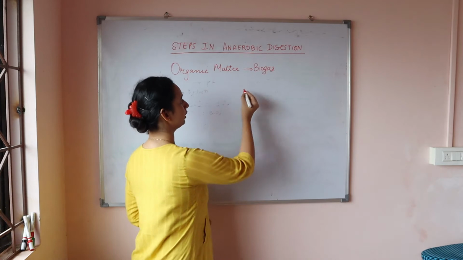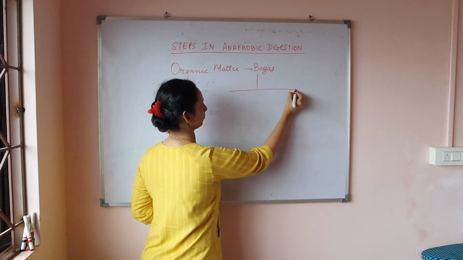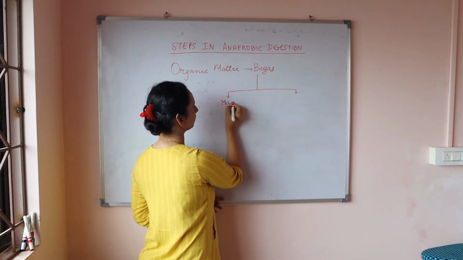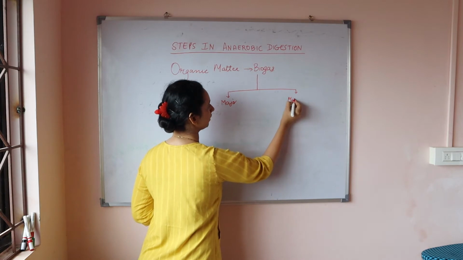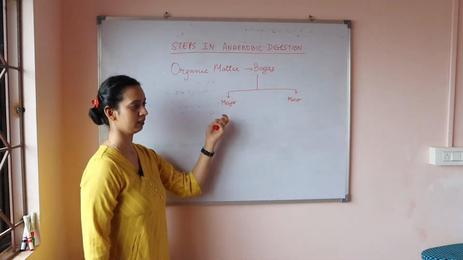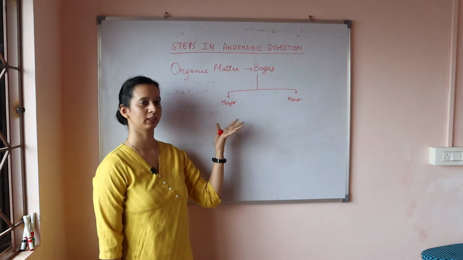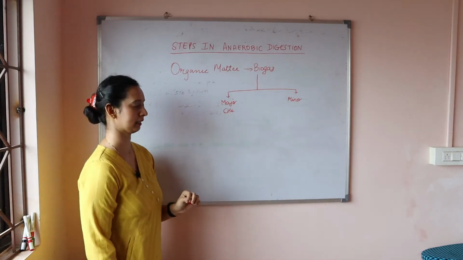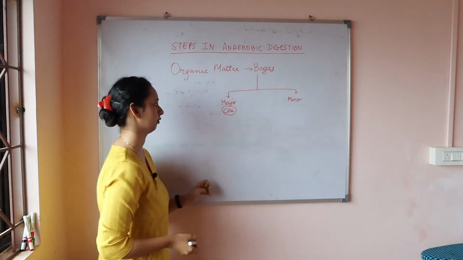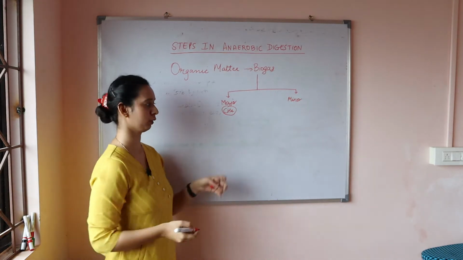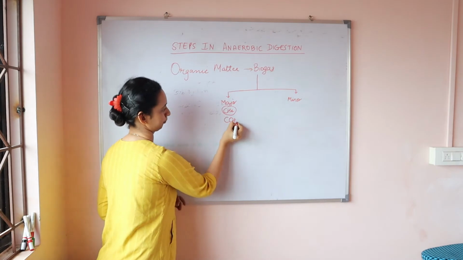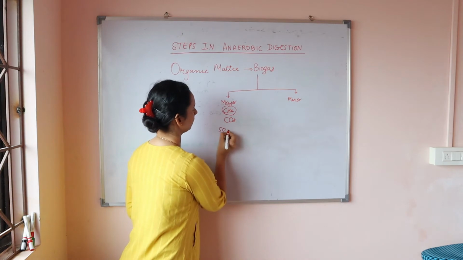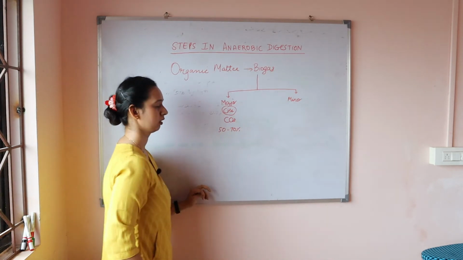Now the components of biogas are divided into two. One is major components, then there are minor components. Why are they called major? Because some of the components are present in large quantities. For example, methane gas. This is the primary gas that we are looking for. Methane is produced in high quantities, as well as carbon dioxide. Compared to the two, methane is produced in larger quantities, around 50 to 70%.